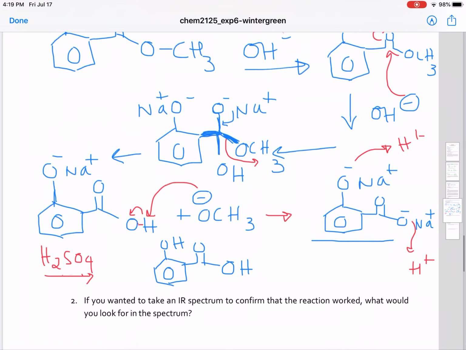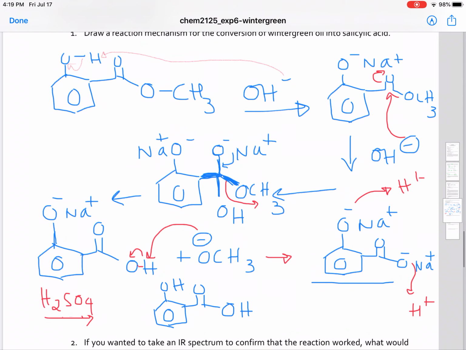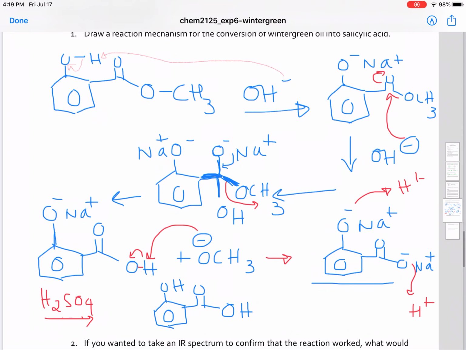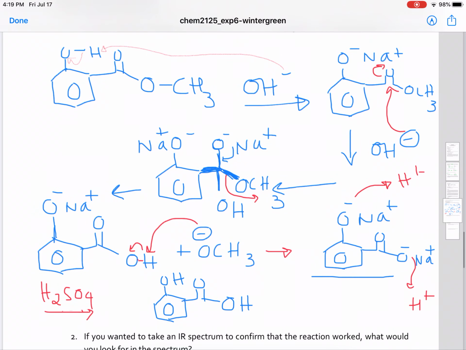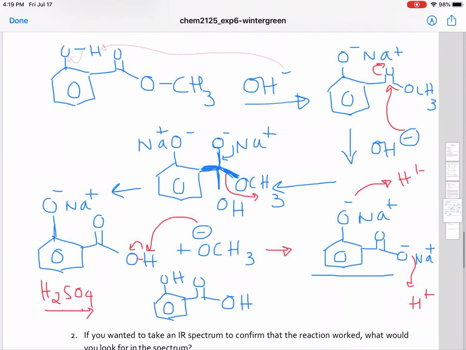So if you look at our starting material, which is the wintergreen oil, we have an ester carbonyl group, we have an alcohol. So now in our product also we have one alcohol group, and also we have a carboxylic OH group. So both of the starting materials, we should have hydroxyl groups, which is a broad band in the IR around 3300. And both of these also have carbonyl groups.